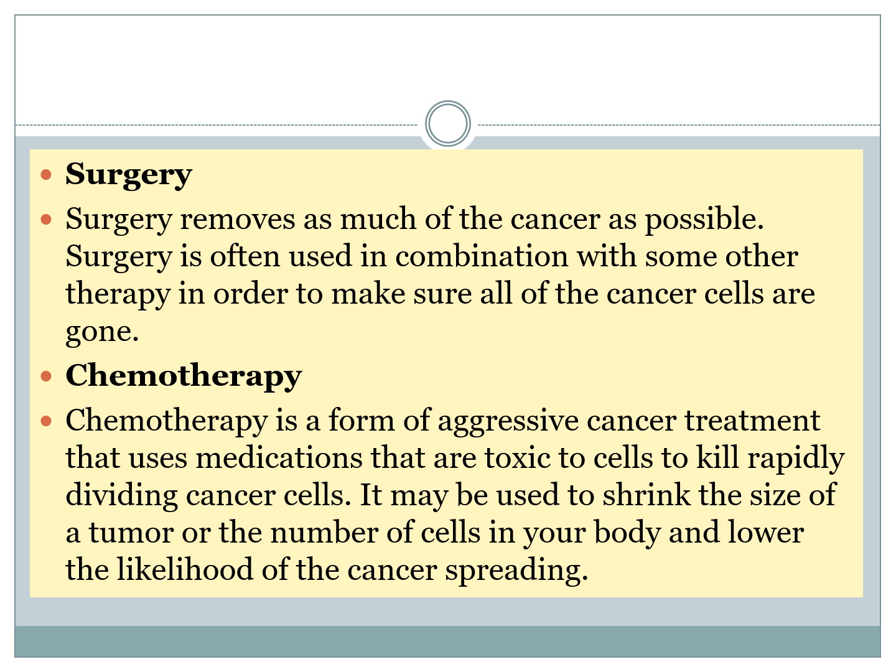Then surgery, which removes as much of the cancer as possible. Surgery is often used in combination with some other therapy in order to make sure all the cancer cells are gone. Then chemotherapy is a form of aggressive cancer treatment that uses medications that are toxic to cells to kill rapidly dividing cancer cells. It may be used to shrink the size of a tumor or the number of cells in your body and lower the likelihood of the cancer spreading.